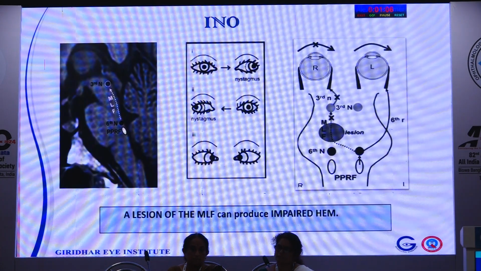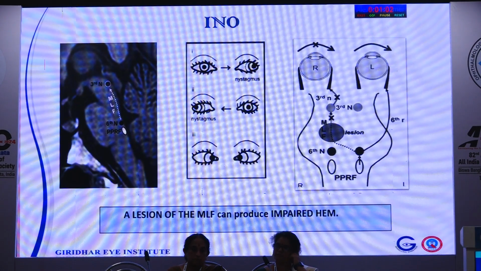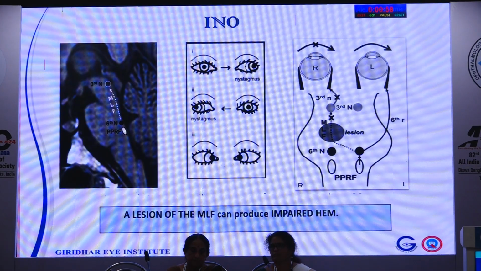And coming to INO, we know INO is due to a lesion in the medial longitudinal fasciculus. Why does this happen? Because the sixth nerve cannot talk to the third nerve. So there is loss of adduction of the involved eye. So that is typical INO.